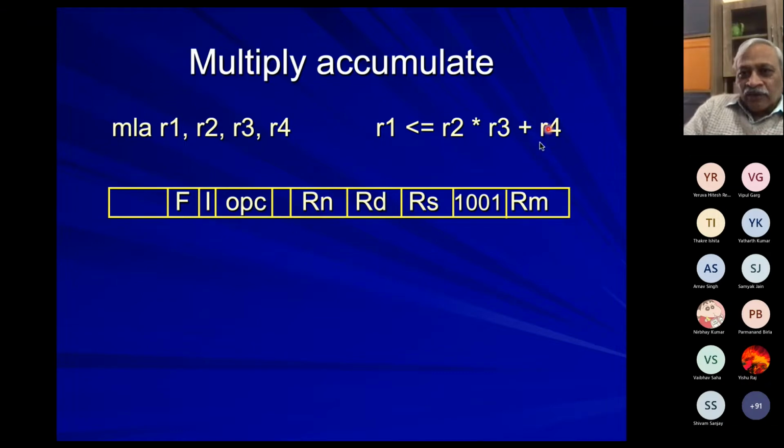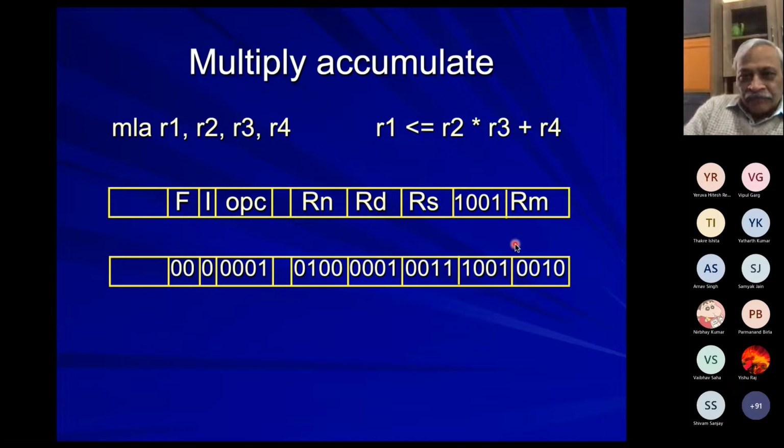Rn is that fourth register. The OPC part is different. For multiply, we had 0000. For multiply accumulate, we have 0001. This 1001 pattern means that multiply and multiply accumulate are again part of a subgroup. RD is 1, RM is 2, RS is 3, and RN is 4. That's for this example. If these registers are different, you will accordingly fill this up differently.